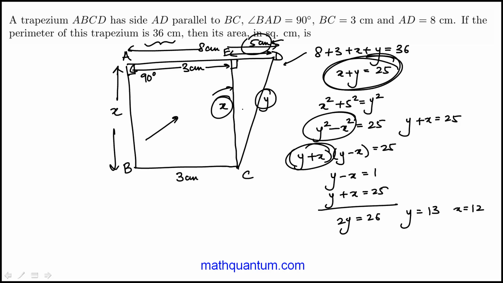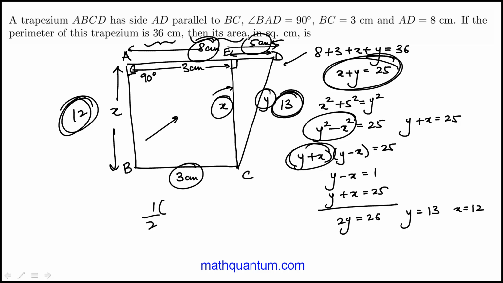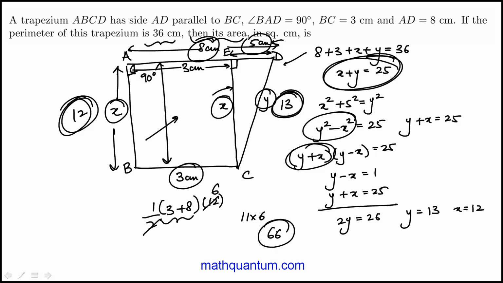Actually, I don't even need it. Oh no, I do need X. X is 12, Y is 13. So we know these sides. Now, the question is the area, which will be half times base 1 plus base 2. So 3 plus 8 times the height, and the height is X, this dimension, which is 12. So that becomes 11 times 6, which is 66 square centimeters.